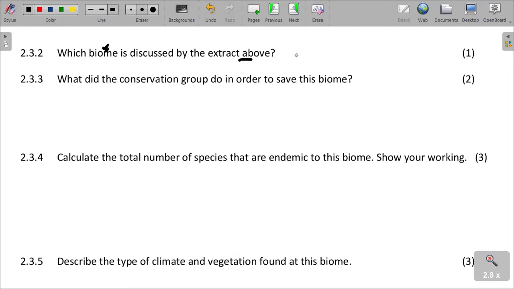It actually identifies the fynbos biome. And then what did the conservation group do in order to save this biome? We are told about the national intervention.